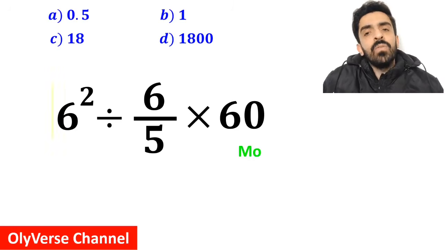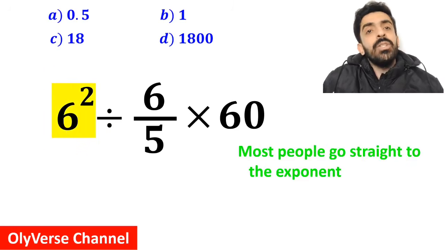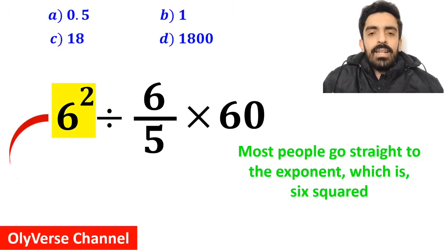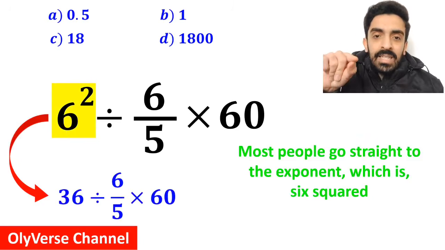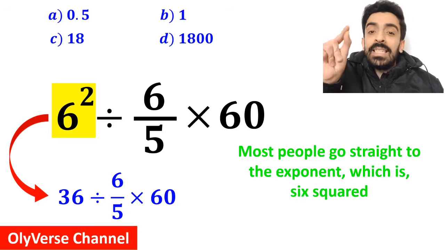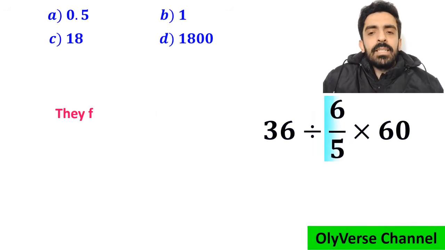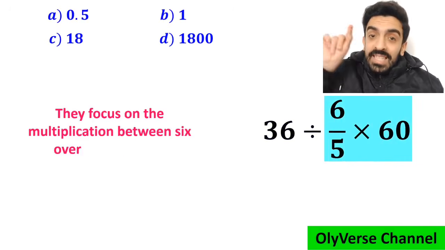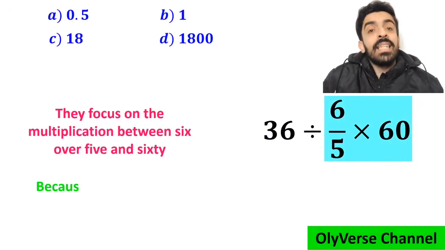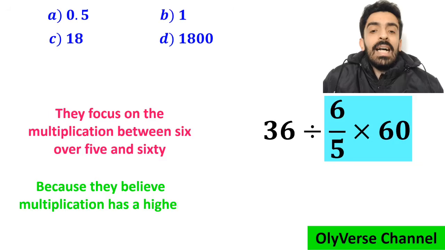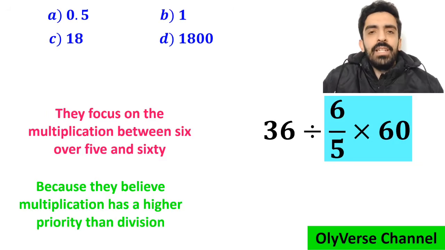In the first step of solving this question, most people go straight to the exponent, which is 6 squared, and write this expression as 36 divided by 6 over 5 multiplied by 60. And in the next step, they focus on the multiplication between 6 over 5 and 60 because they believe multiplication has a higher priority than division.